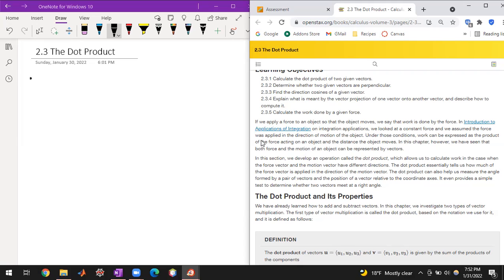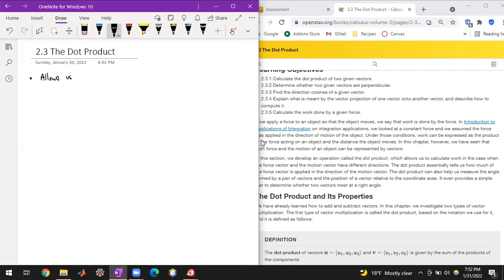All right, so our dot product can allow us to calculate work when the force vector and motion vector have different directions. The dot product tells us how much of the force vector is applied in the direction of the motion vector.